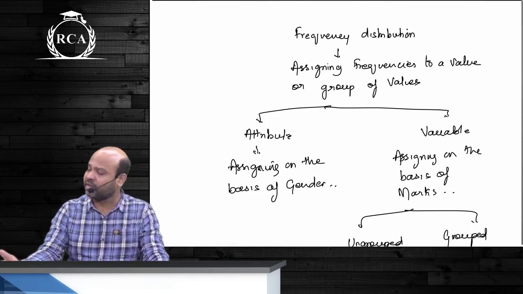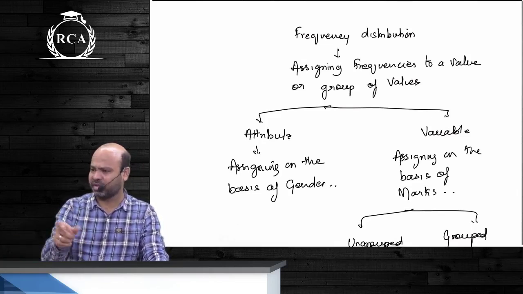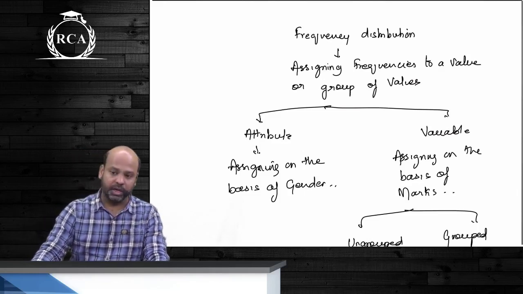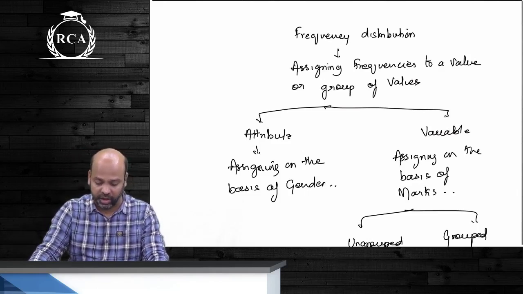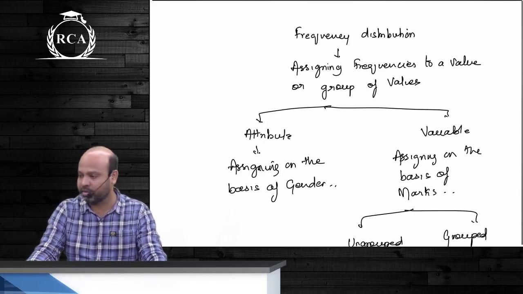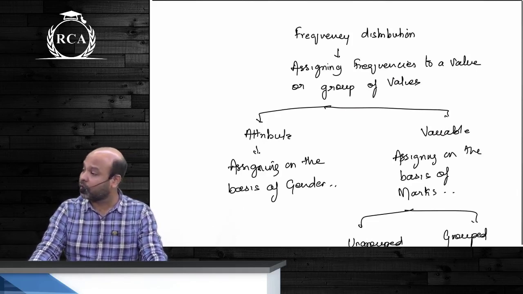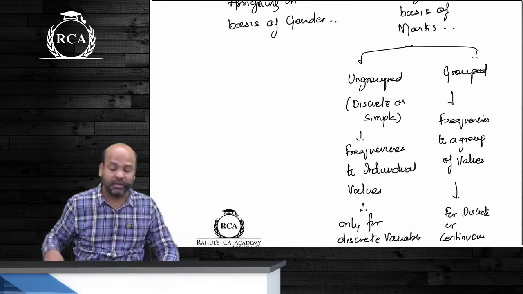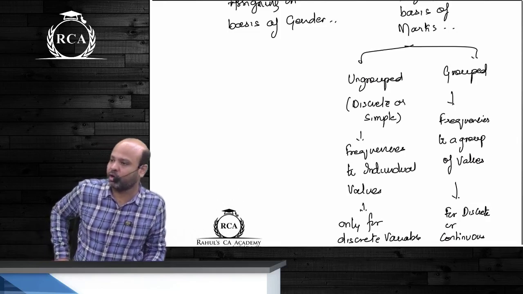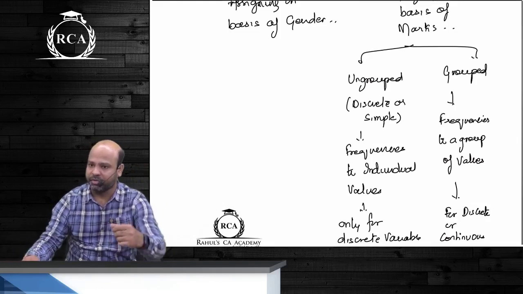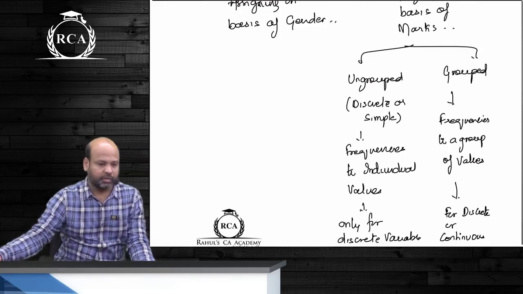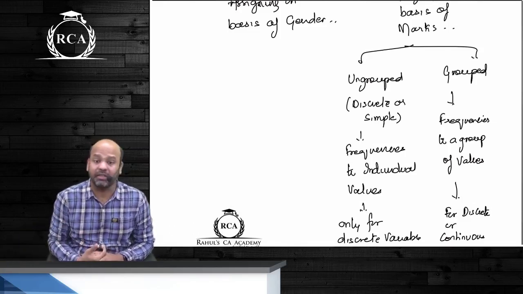So if it is an attribute, guys, you just have to write the number of times that specific qualitative characteristic has occurred. But usually the frequency distributions that we have done, beta, are in respect of a variable. For a variable, guys, I said it can either be a discrete variable, or it can be a continuous variable. That is why, beta, we have learned about ungrouped frequency distribution and grouped frequency distribution. If frequencies are being assigned to individual values of x, guys, it will be called an ungrouped frequency distribution. If frequencies are being assigned to a group of values, guys, it will be called a grouped frequency distribution. When I say group of values, I'm talking about class intervals.